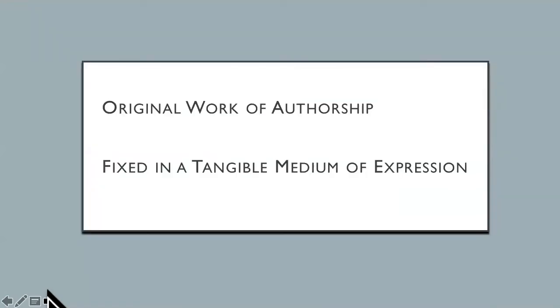A copyright is defined as an original work of authorship fixed in a tangible medium of expression. So it has to be original, and it has to be a work of authorship, and it has to be fixed, meaning made physical. Copyrights are part of a larger group of rights called intellectual property.